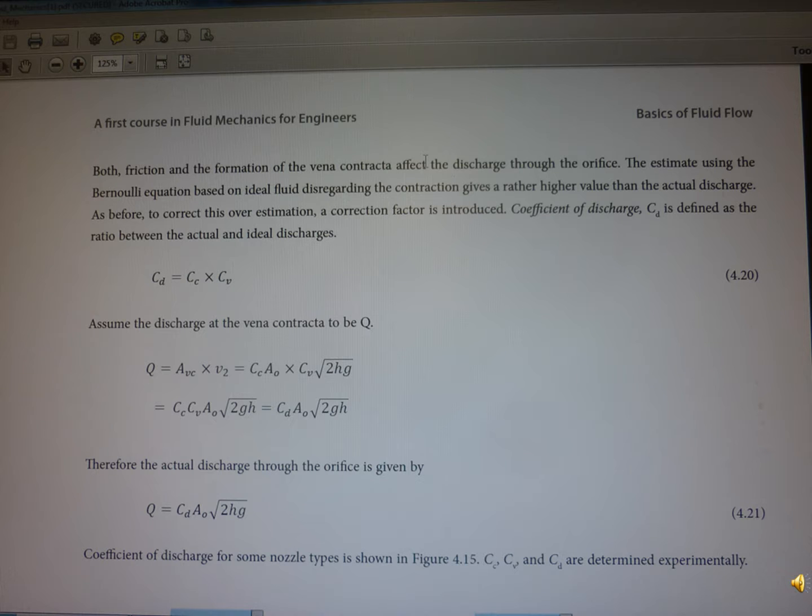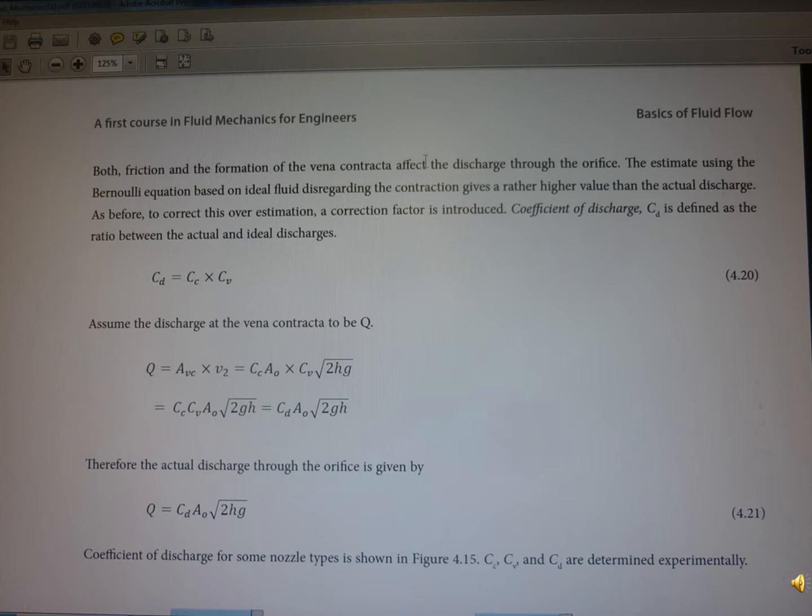We were talking about the coefficient of discharge. Coefficient of discharge is defined as the ratio between the actual and the ideal discharge. So, Cd is equal to Cc multiplied by Cv. Assume the discharge at the vena contracta to be Q, so Q is equal to a multiplied by Cc multiplied by V2, which is equal to Cc multiplied by a multiplied by Cv multiplied by square root of 2gh.